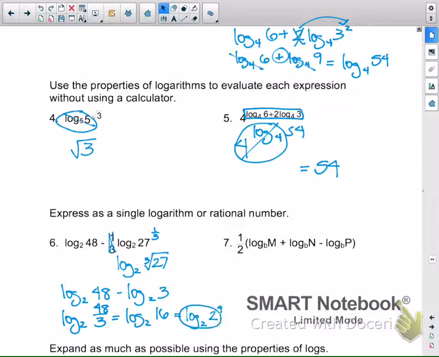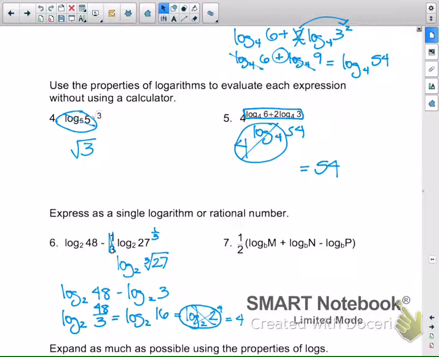Because now what happens to my log base 2 of 2? Cancels. So what does that make my final answer? 4. Notice it says express as a single logarithm or rational number. So if you can get rid of logs completely, please do that.